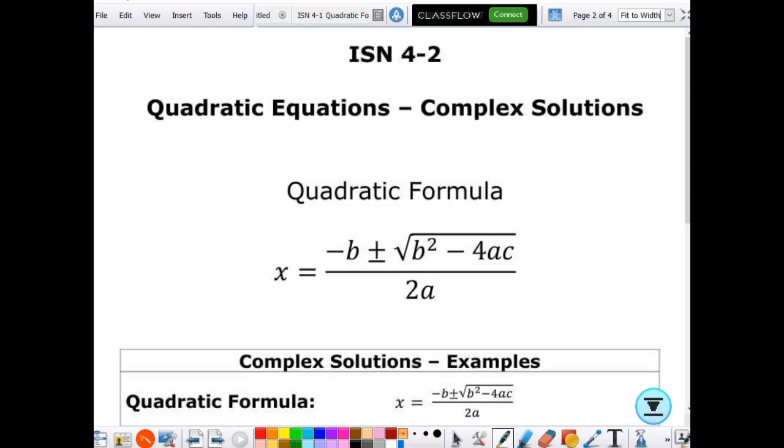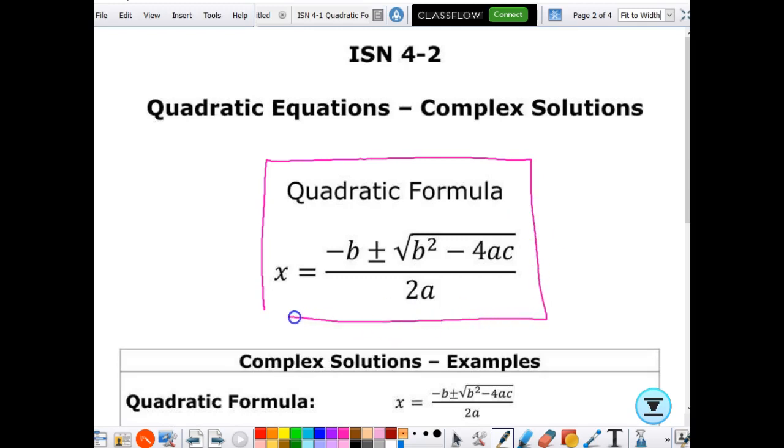All right, what we have today is the same thing. We have the quadratic formula. Your good friend, the quadratic formula. But today we're going to have complex solutions. The first day we did this, we had real solutions. Today we're going to have complex solutions. We're going to have imaginary numbers underneath the radical sign.